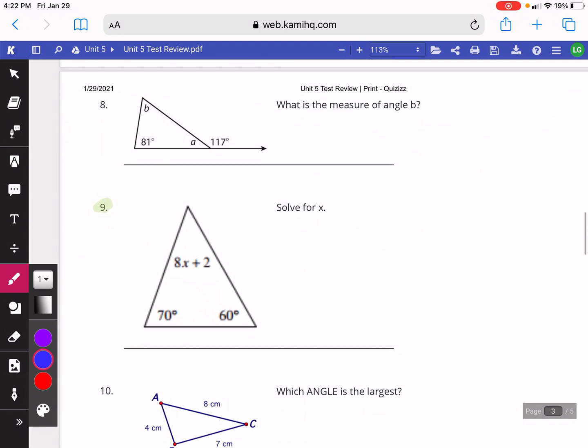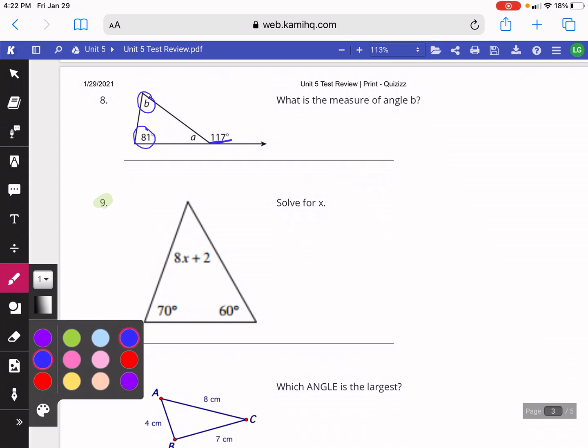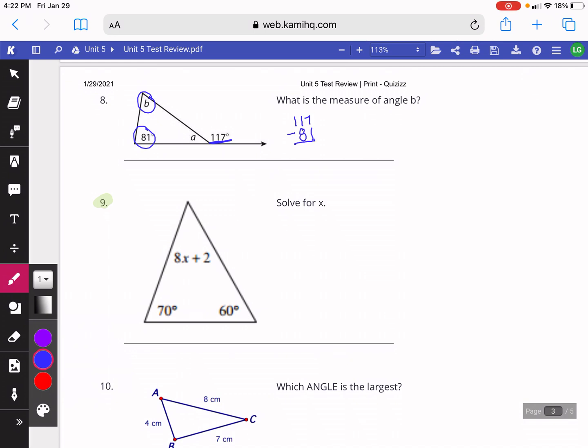This next problem uses that same theorem. So if we were to add these two interior angles together, we would get 117. But we already know the 117, so we're going to work backwards and subtract. So I would do 117 minus 81 to get that answer. And this comes out to 36 degrees for my missing angle.